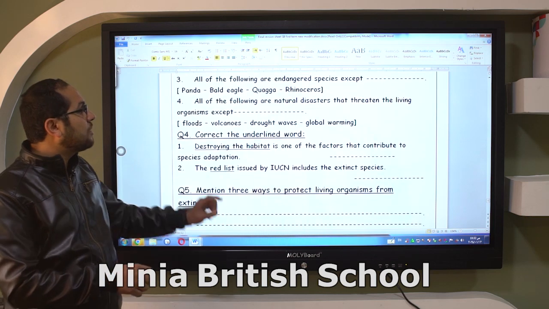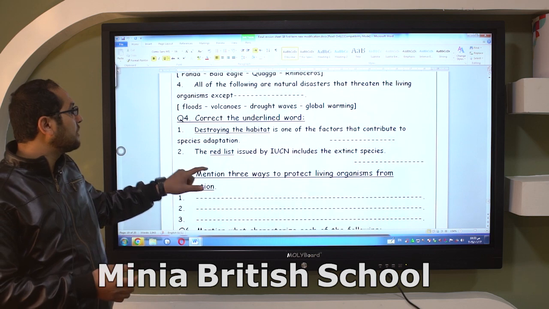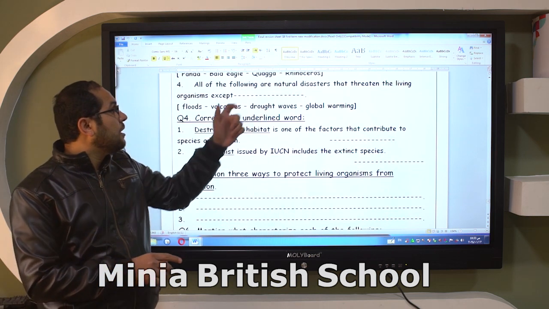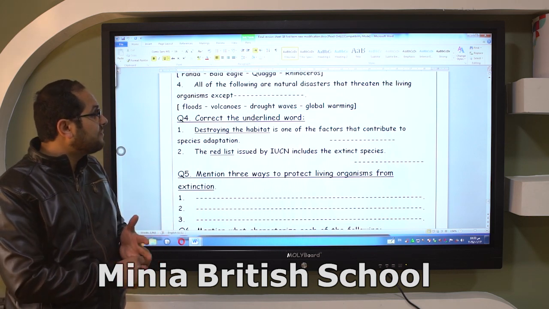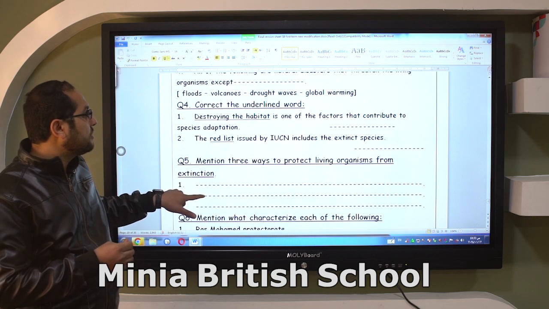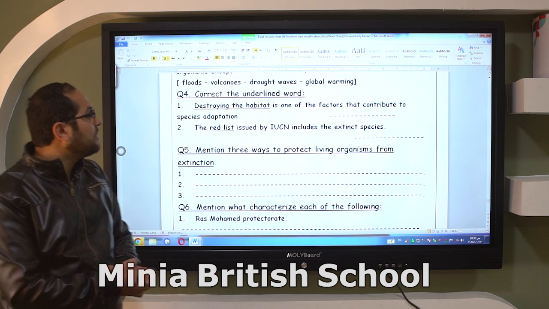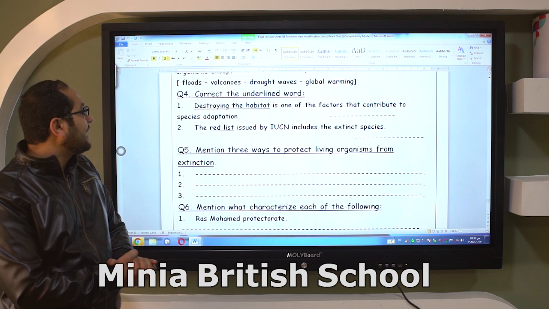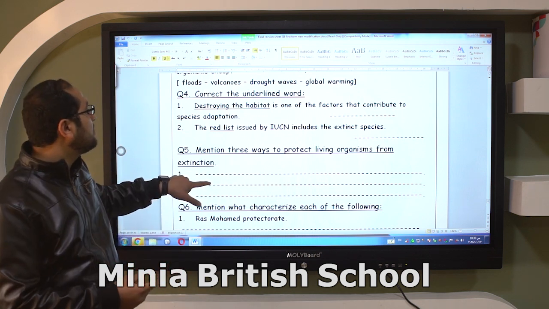All the following are natural disasters that threaten living organisms except what? Floods, this is natural, okay? Natural disasters: floods, volcano, drought, waves. Global warming is not natural. Correct the underlined word: destroying the habitat is one of the factors that contributed to species adaptation.